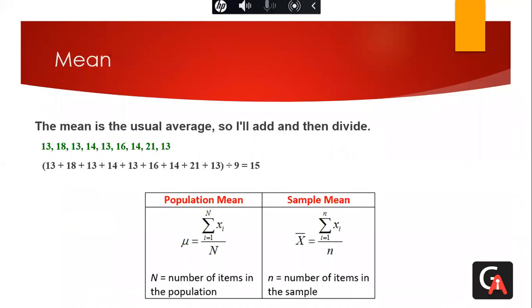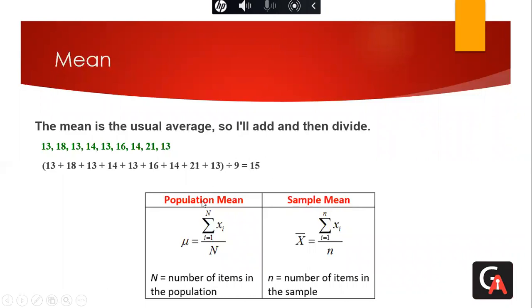Let's talk about the mean first. So mean is nothing, it's just an average. So simply we are going to add up all the numbers and we are going to divide it by the total numbers. So let's check out this example. 13, 18, 13, 14, 13, 16, 14, 21, 13. We are going to add it and we are going to divide it by the total number of items in this data set, that is 9. So we have got the mean to be 15.